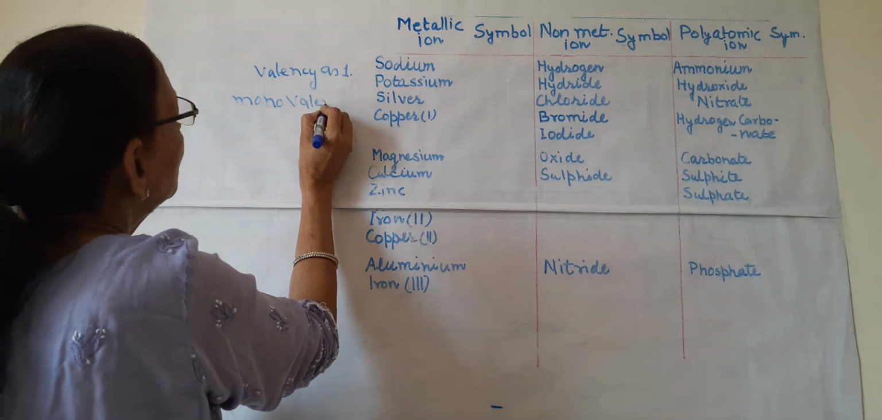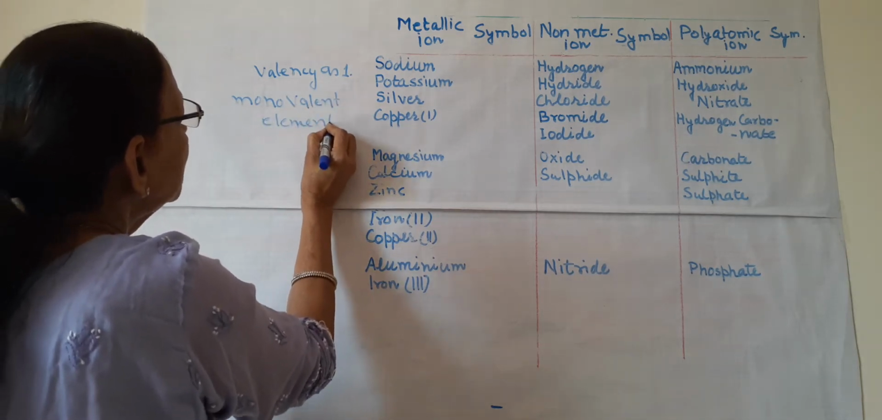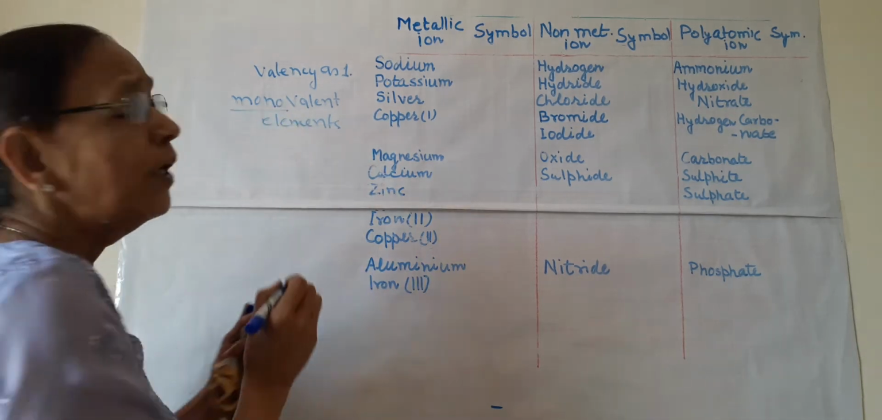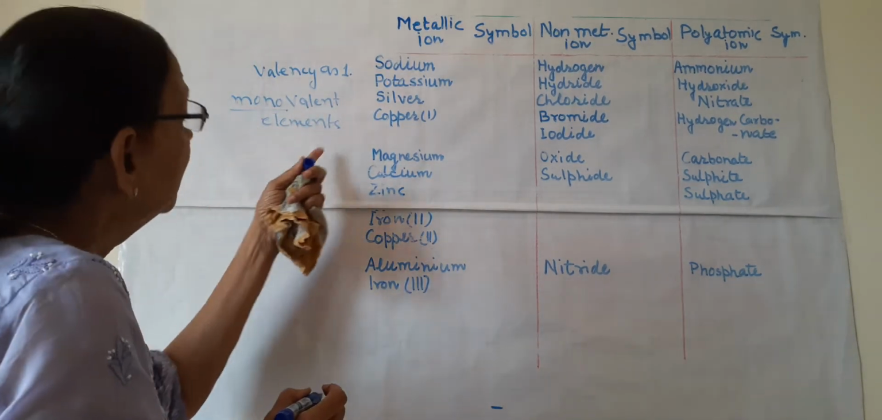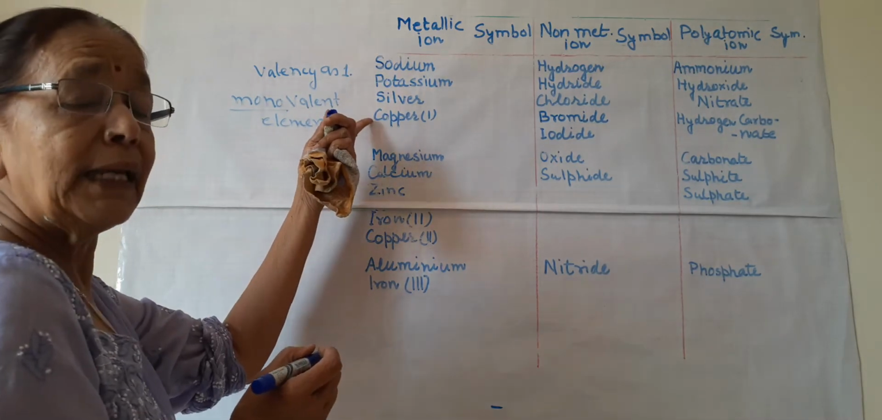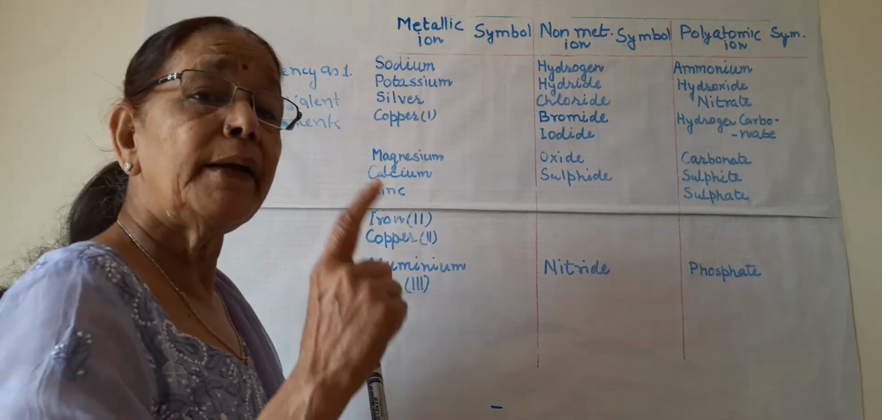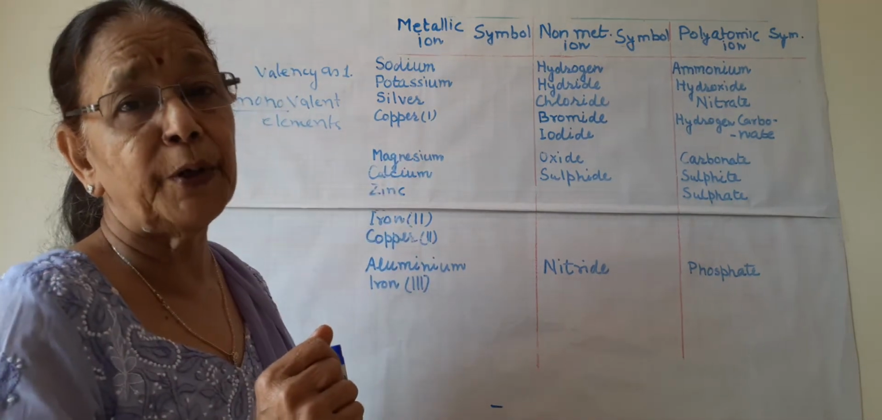monovalent elements. Why are they known as monovalent? Mono means 1. Having valency 1, I have taken only 4. So these elements are monovalent. We have 118 elements in our periodic table.